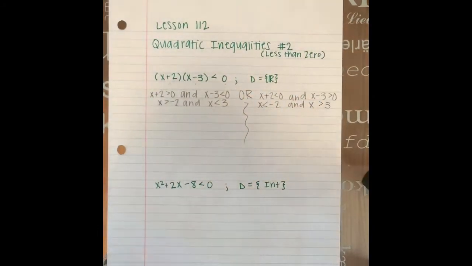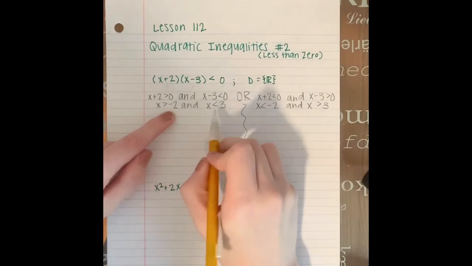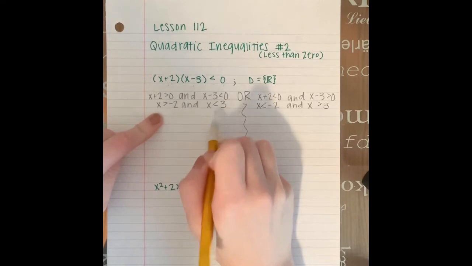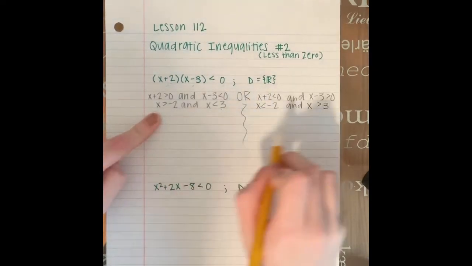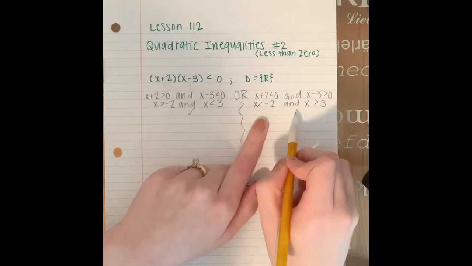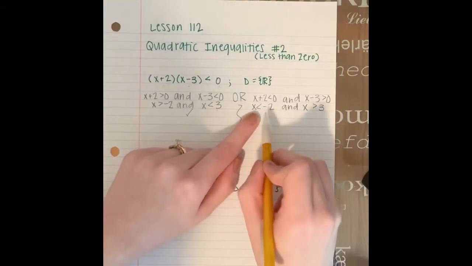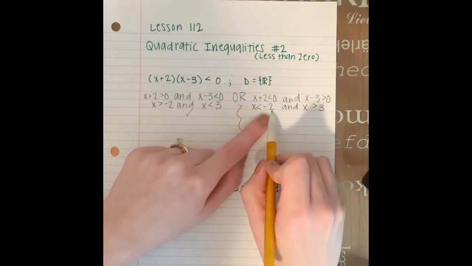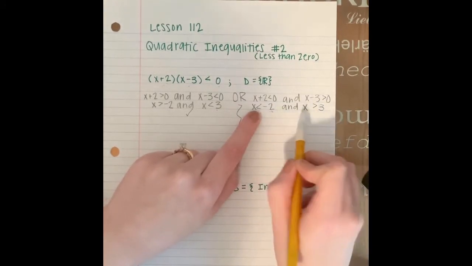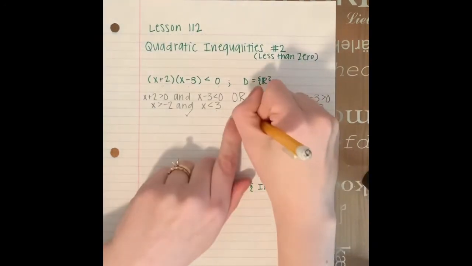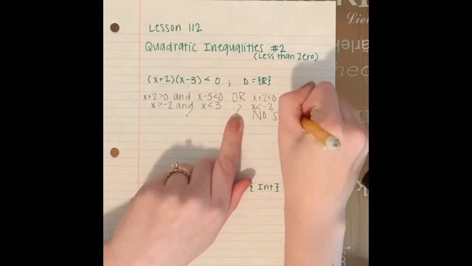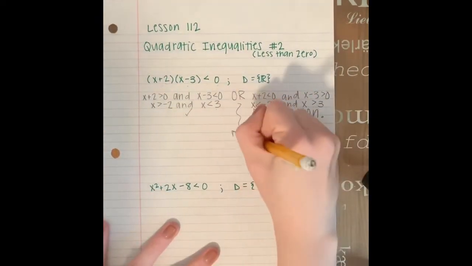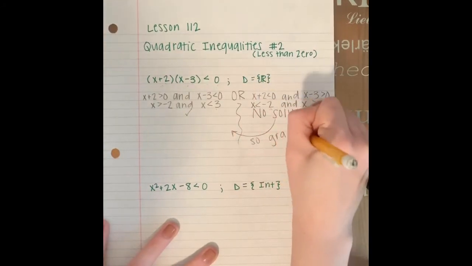All right, let's think about these. Are there numbers that are greater than negative 2 and less than 3? Yeah, negative 1, 0, 1, 2, all of those are greater than negative 2, less than 3. Okay, so this one works, good. Now look at this one. X is less than negative 2 and x is greater than 3. You cannot have a number that is less than negative 2 and greater than 3. So no solution for the inequalities on this side. So graph the other one.